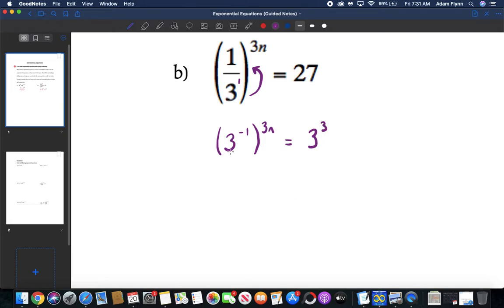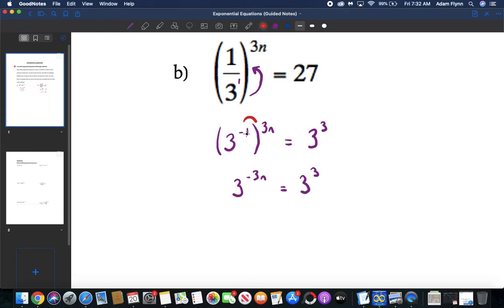Okay? At this point, because I have the same base, both of them are 3, I can use my exponent properties to solve for my variable. So on the left side here, I've got parentheses, which means I'm going to have to use the power rule. So when I do that, I will have 3 to the negative 1 times 3n, which is going to be negative 3n, equals, and there's really nothing I can do with 3 to the third power, so I'll keep it as 3 to the third power.